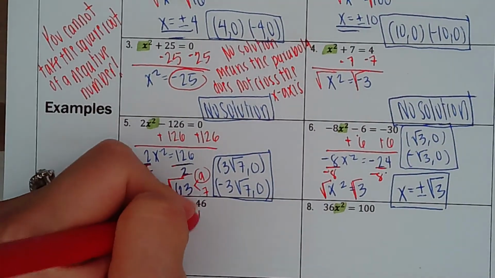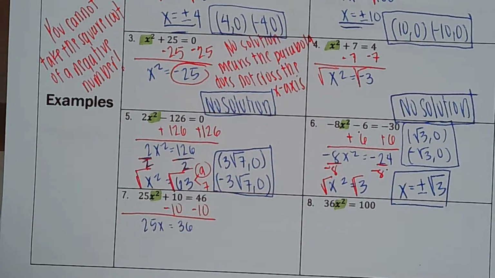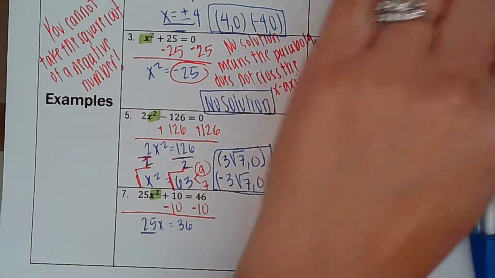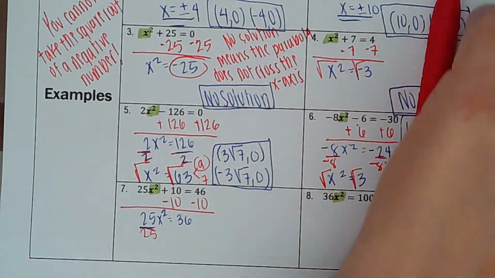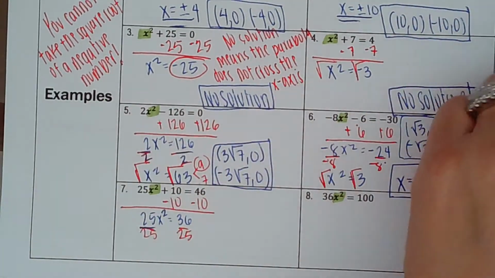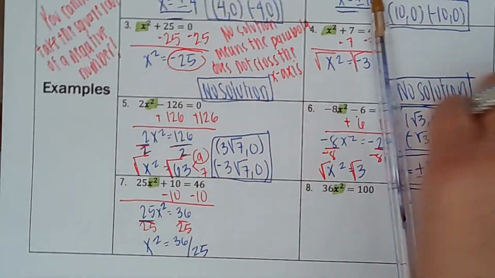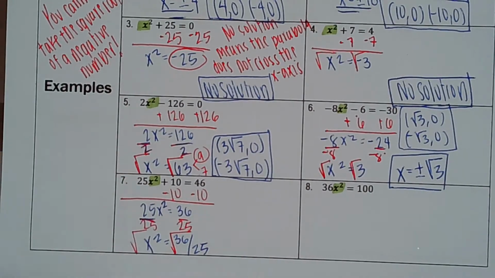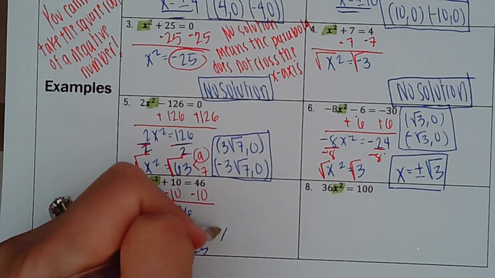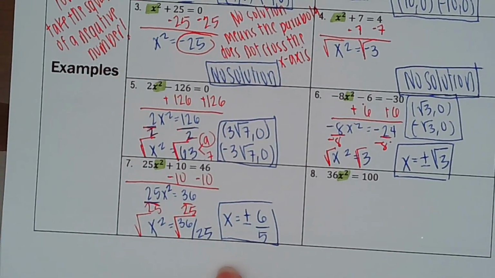Okay, so let's try number 7. I'm going to subtract 10 and subtract 10 and get 25x squared equals 36. Ooh, that's a doozy. So now we'll divide by 25, and divide by 25. All I'll end up with is x squared equals 36 over 25. And I will have to take the square root of that, right? So these are actually both perfect squares. Because they're both perfect squares, I can take the square root of each of them. So I would have x equals plus or minus 6 over 5 because I took the square root of each of them.